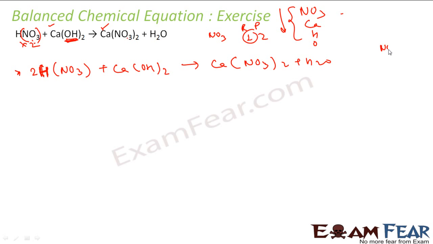Now let's compare. So we have this NO3. NO3 is how many? 2 here in the reactant. Product also we have 2. It is balanced. Calcium we have 1. Here also calcium we have 1, right? 1, 1. Hydrogen we have 2 plus 2, 4, right? 2 plus 2, 4 here. Here we have 2 hydrogens. So hydrogen is not balanced, right?